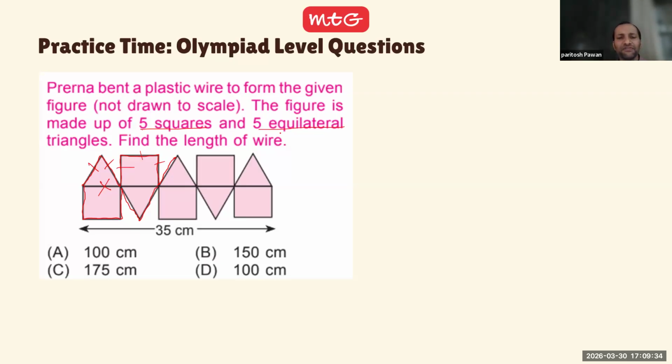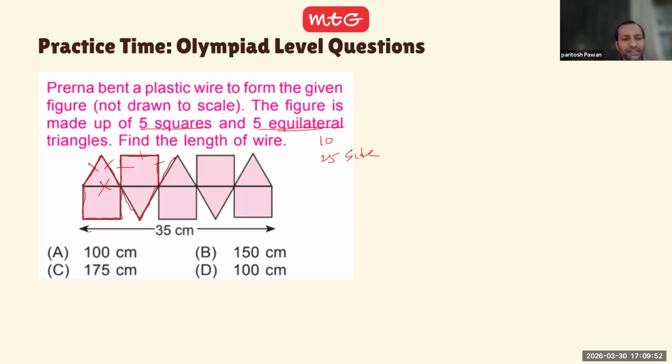We have 5 triangles. So 5 2s are 10, 10 sides. And 5 squares, 5 3s are 15, 15 sides. So 10 and 15, 25 sides. So there are 25 sides.